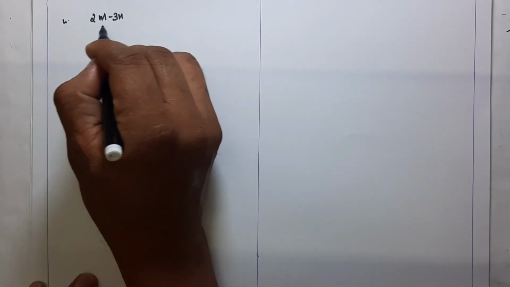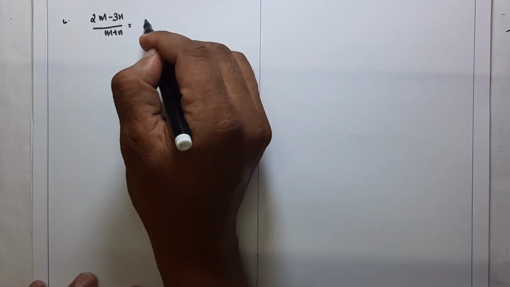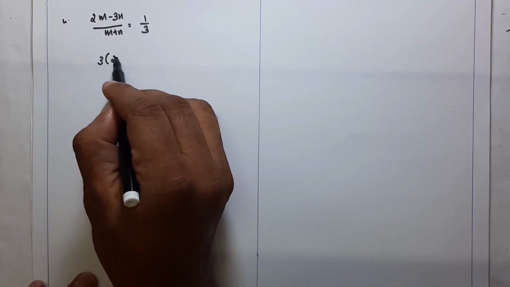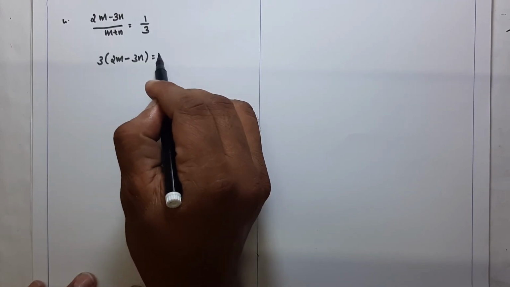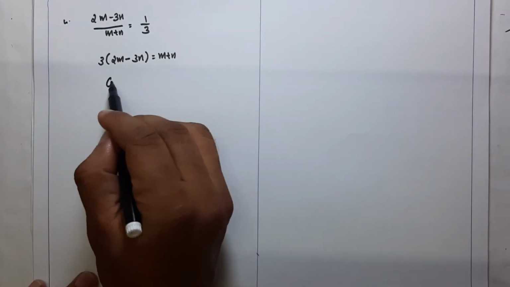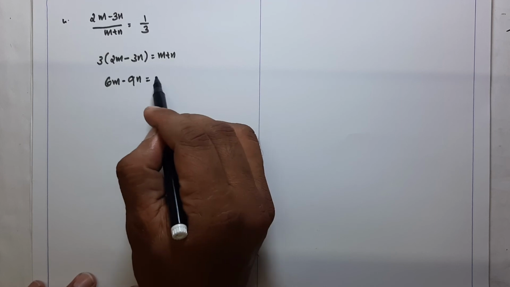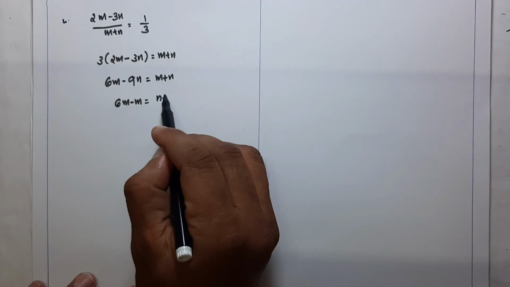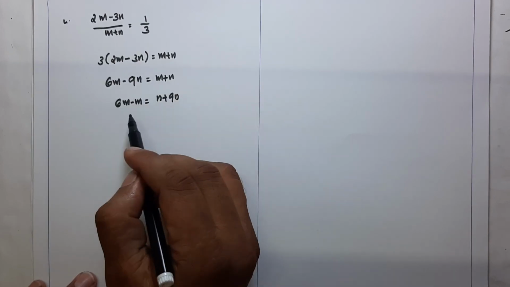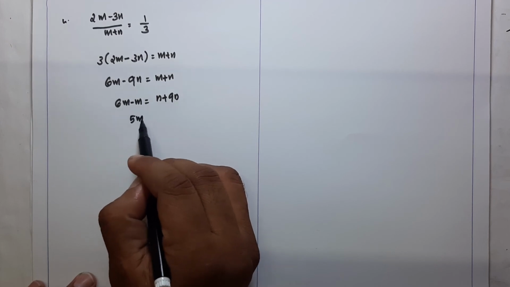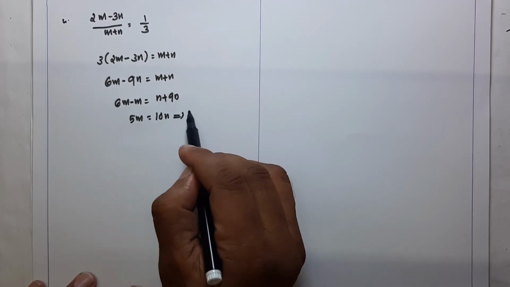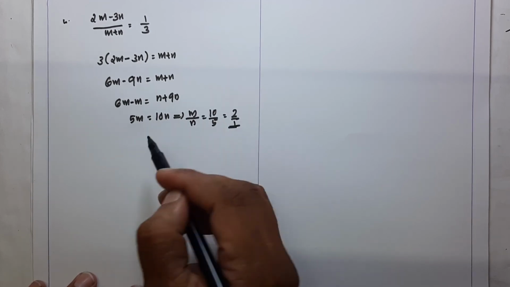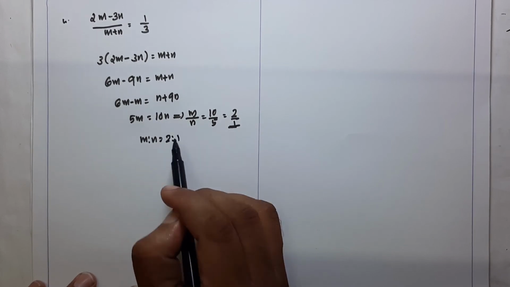(2m - 3n)/(m + n) is equal to the y coordinate of C, which is 1/3. Now, cross multiplying, we get 3 into (2m - 3n) is equal to (m + n) into 1. That is 6m - 9n is equal to m + n. So 6m - m is equal to n + 9n, and therefore 5m is equal to 10n. That implies m/n is equal to 10/5. We get 2/1. That is, m is to n is equal to 2 is to 1.